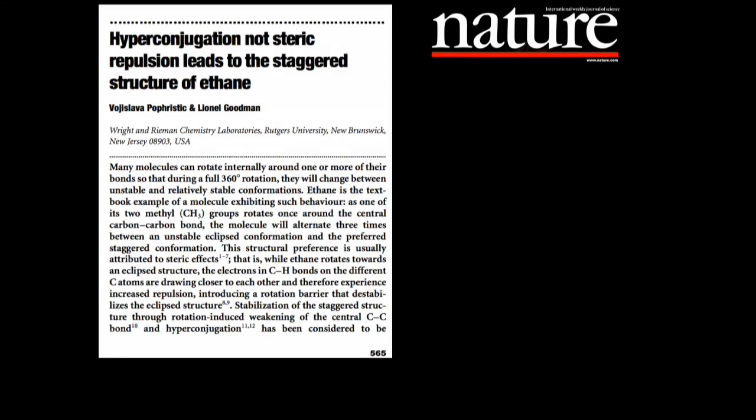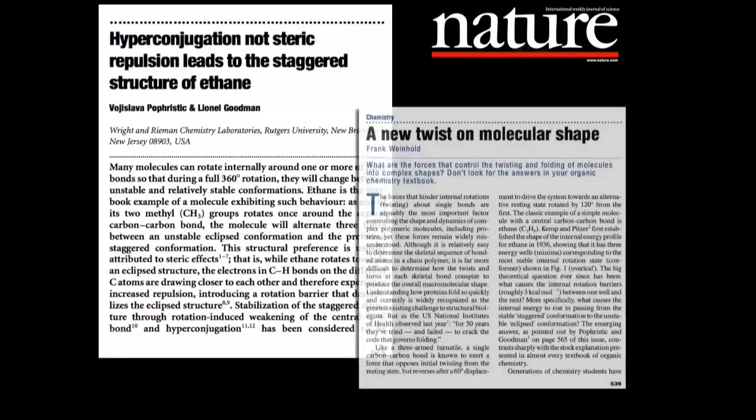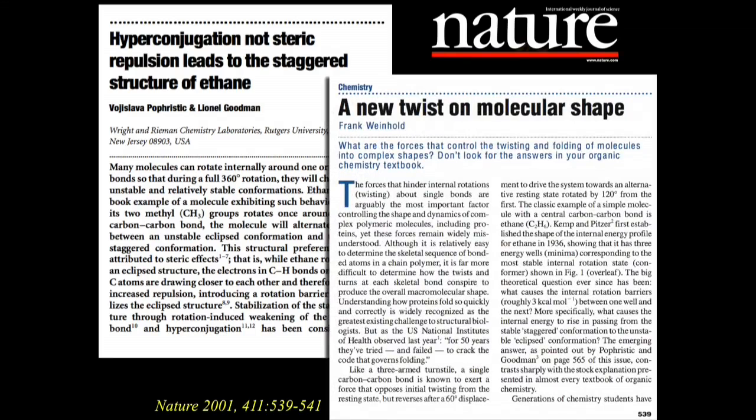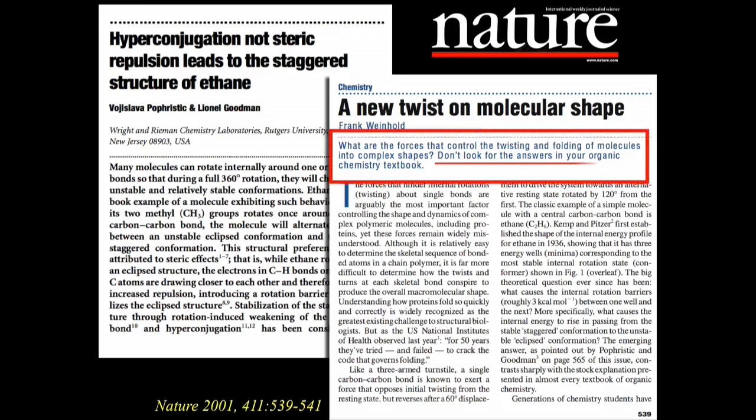Significance is when this paper was published in Nature, there was an editorial in the same edition by Frank Weinhold, a physical chemist. And what did Weinhold write? He wrote a new twist on molecular shape. Really, what's important is read the subtitle of his article. His subtitle of his article, what are the forces that control the twisting and folding of molecules into complex shapes? Wonderful question. Why is the question important? Because it's the twisting and folding of molecules in a complex shape where life comes from.